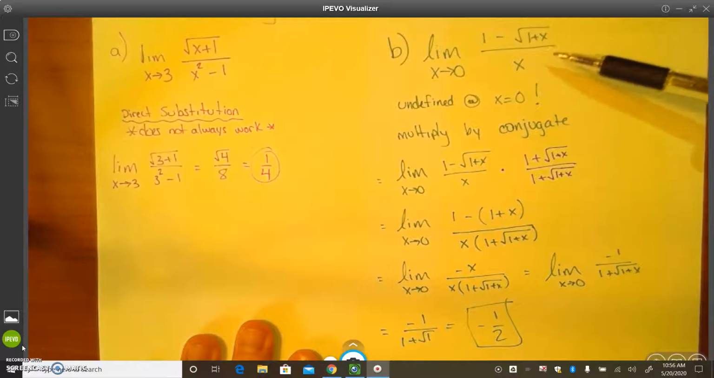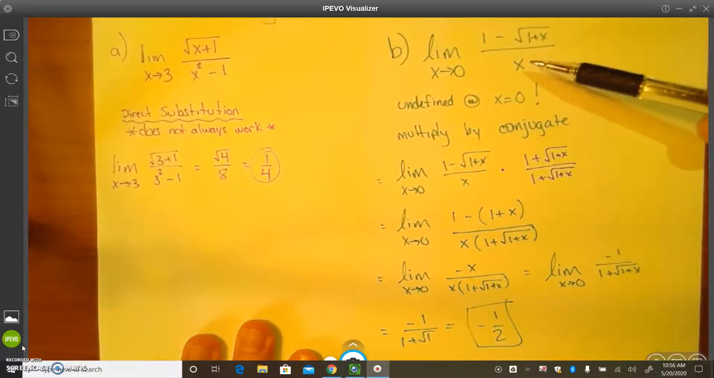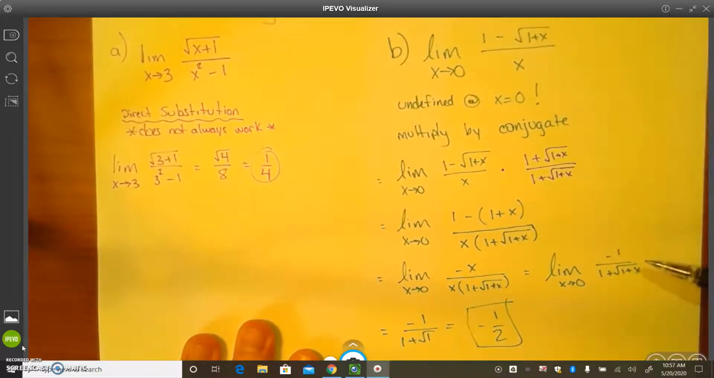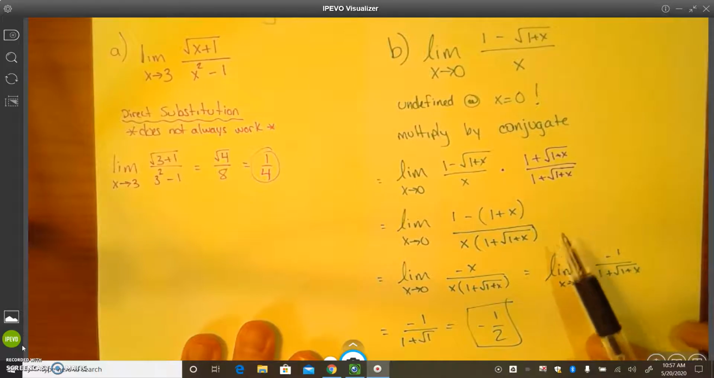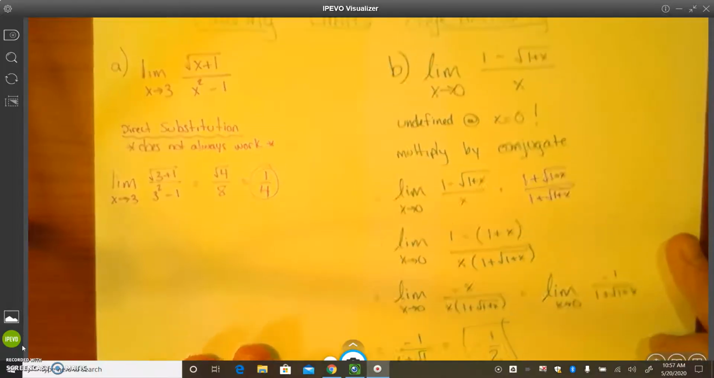Now, one more time, though, keep in mind the original has a domain restriction at 0, but multiplying by a conjugate and simplifying, we no longer have that domain restriction. Different functions, but they will have the same limits. And that's very useful with a lot of these algebraic strategies. Let's move on.